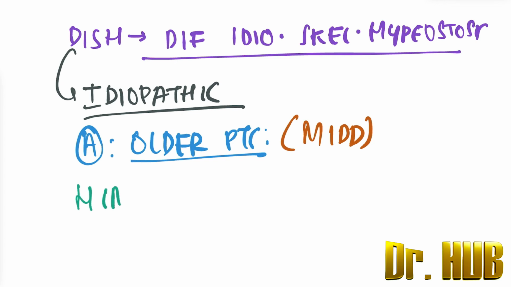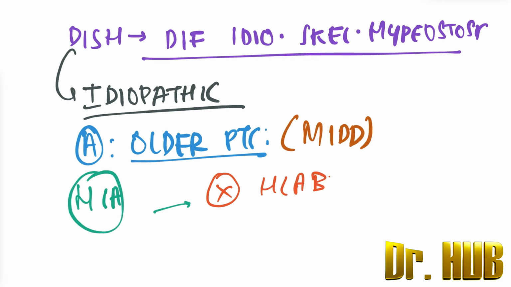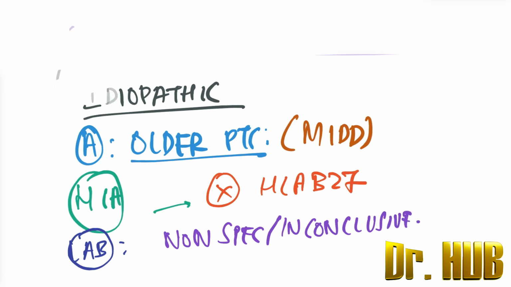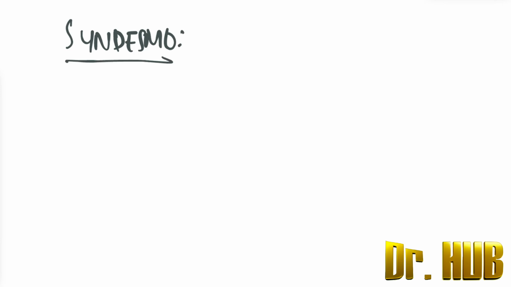What about the HLA association with DISH? There is no evidence associated with B27. There is not significant evidence with HLA B27. Next comes the question on the lab investigations. How are the lab investigations? They are non-specific and inconclusive. Then we move on to the syndesmophytes. In terms of the syndesmophytes, they are non-marginal.